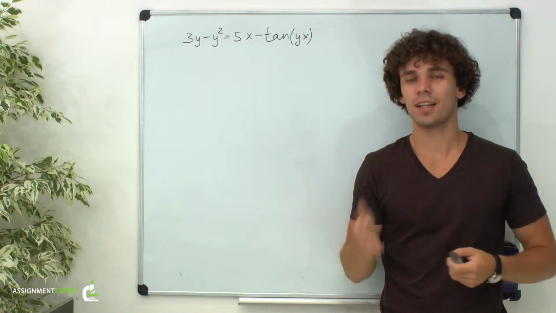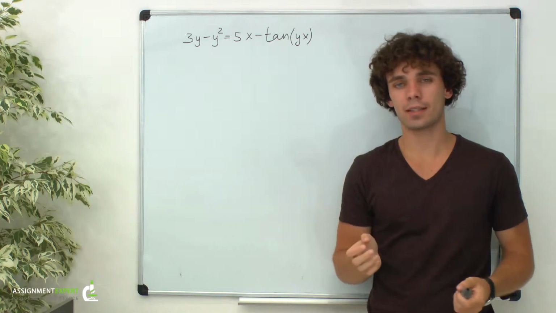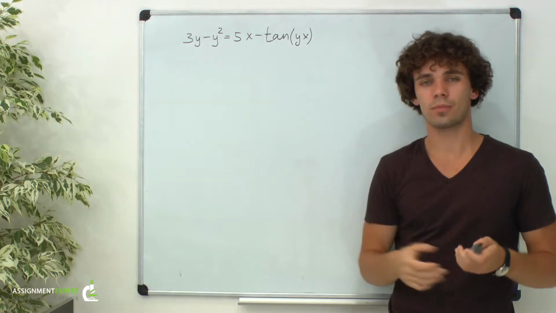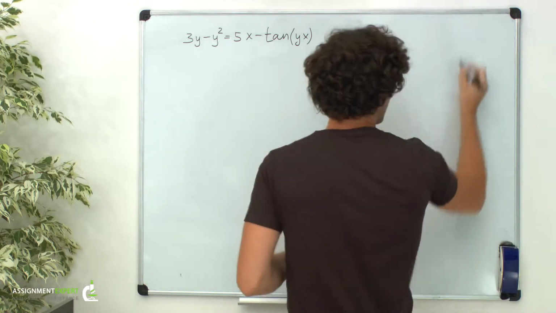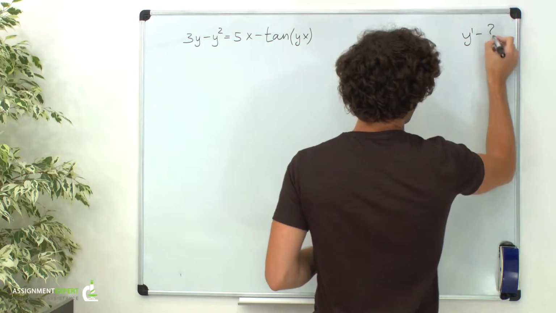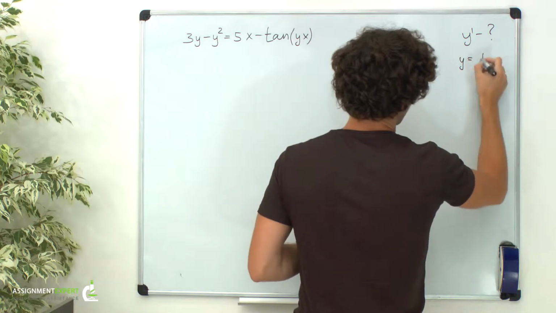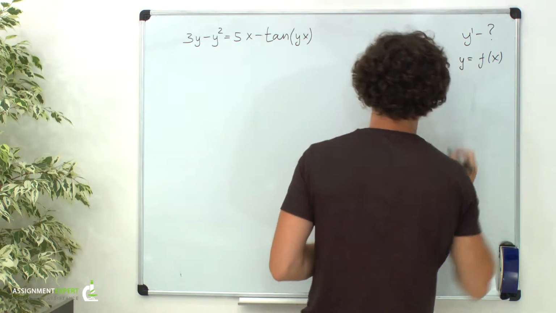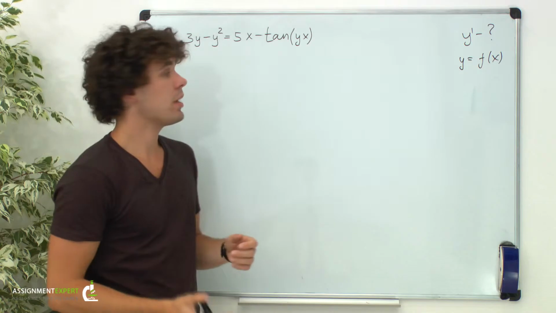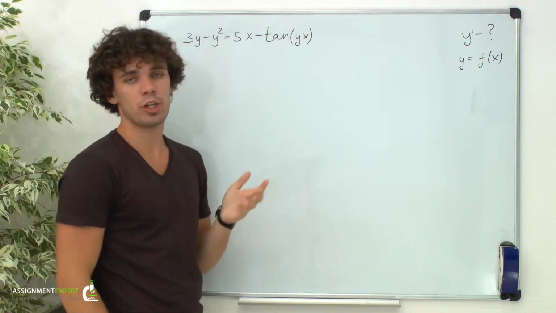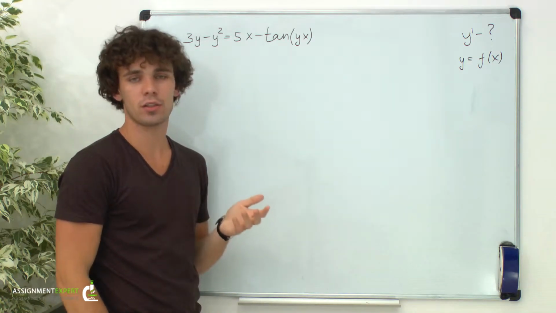Hi guys, let's consider a function y of x given by the equality on the board. We need to find y prime, and we know that y is a function of x. Basically, we could have found explicit expression for y and then differentiate it as usual.